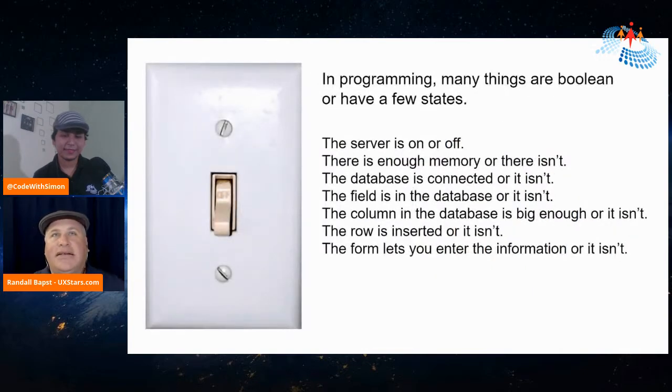All right. So in programming, a lot of things are Boolean. That's a light switch I have in my home. It should be pretty familiar to everybody. Boolean, on, off, 0, 1. There's a lot of stuff that's just one way or the other in programming. Now, I know that's an overgeneralization, but the row got inserted or it didn't. The computer's on or it's off, right?